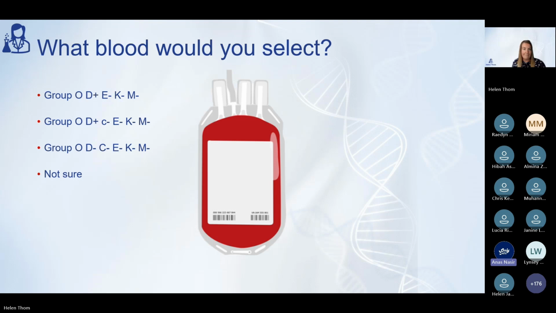Okay, so the poll has been launched. So really we've got here the D pos, your big E, K, M, so matching for the antibodies, or you're going to give your extended RH phenotype, or you're going to give D negative, big C negative red cells for this person.